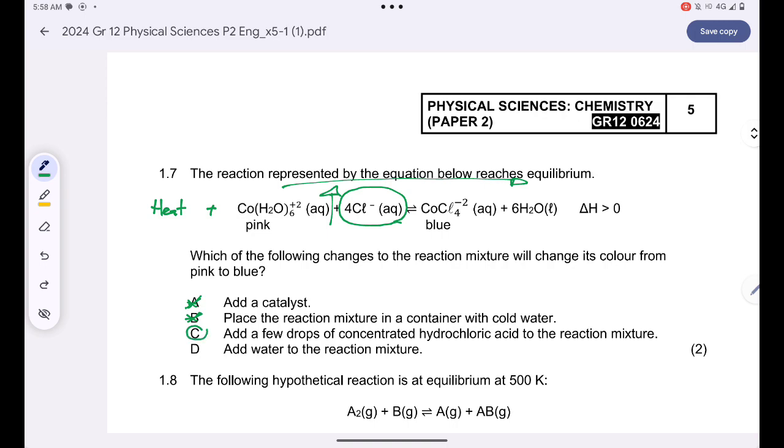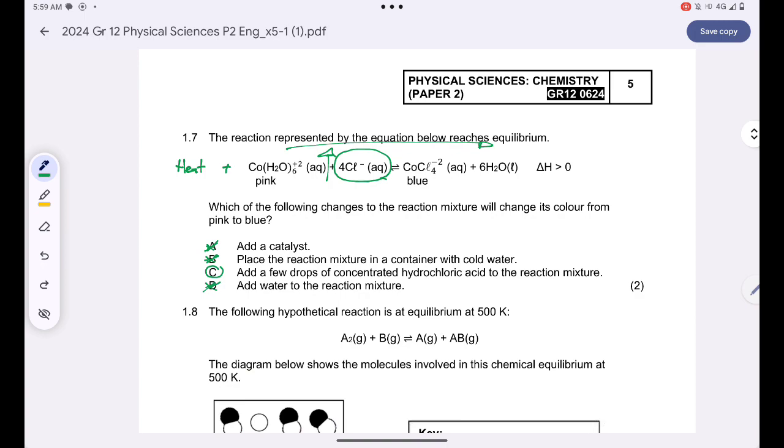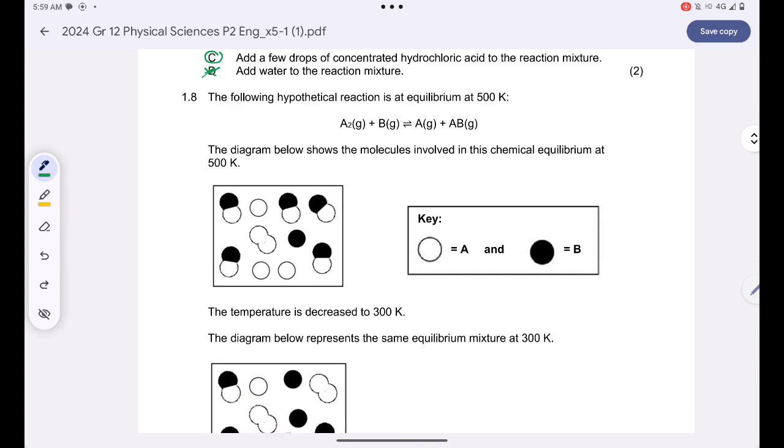So this is the correct answer. That's the correct answer, guys, because adding water to the reaction mixture will not do anything. So the correct answer is option C. Okay? The correct answer is option C.